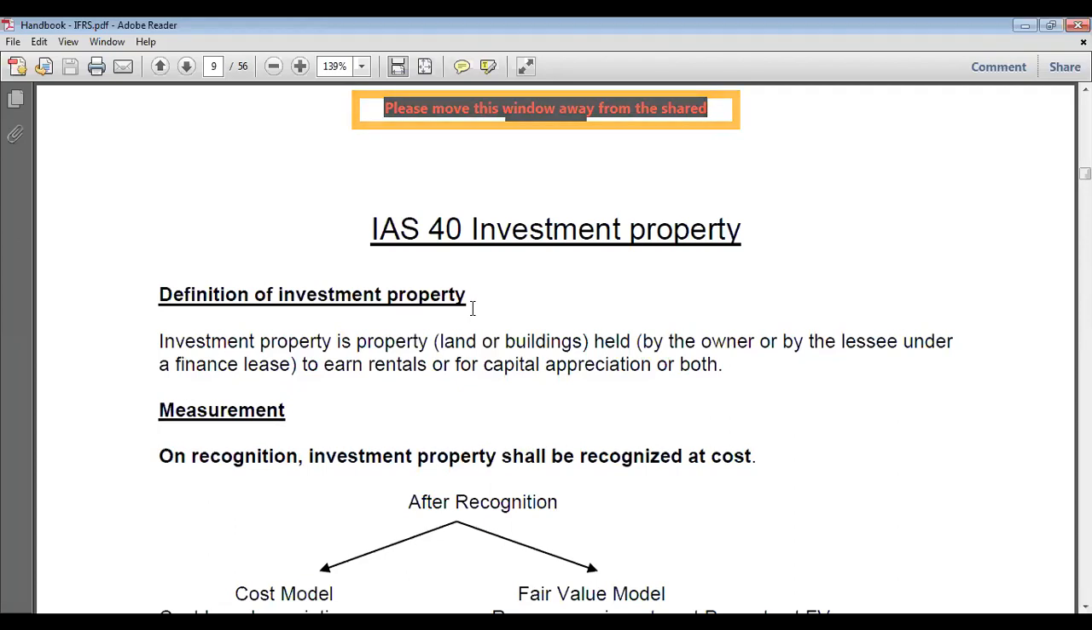But if an entity purchases a building and is not utilizing it in any way, just giving it on rent to someone, then it will be covered under IAS 40, and we need to apply the accounting treatment as per IAS 40. So land and building can be part of IAS 16 as well as IAS 40. Depending upon the purpose of holding, we need to decide what accounting treatment we are going to follow.